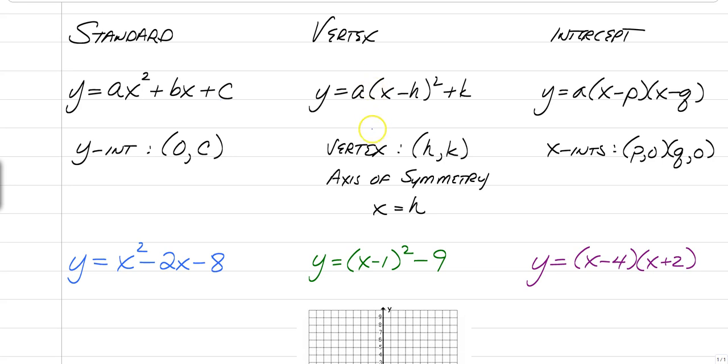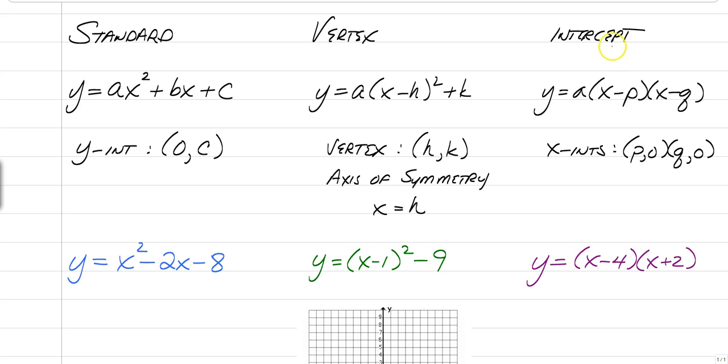When you are in vertex form, you're going to have an x minus h, and on the inside the h represents your x coordinate of the vertex, and the k on the outside is going to represent the k value or the y value of your vertex. And whenever you have a vertex, x equals h is always your axis of symmetry. So when you are in vertex form, h comma k will always give you your vertex.